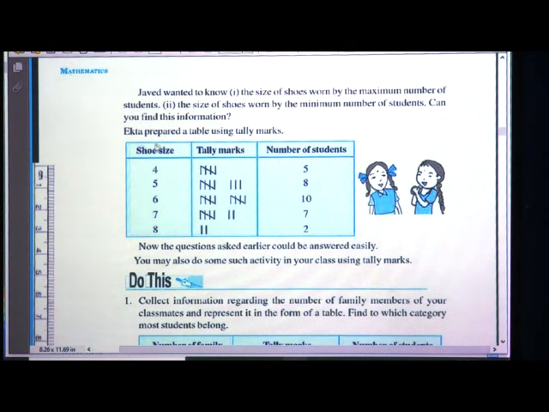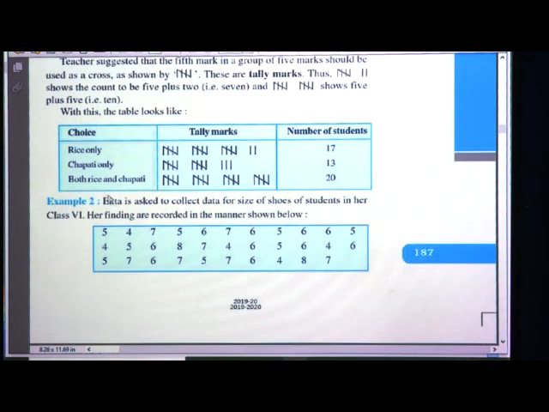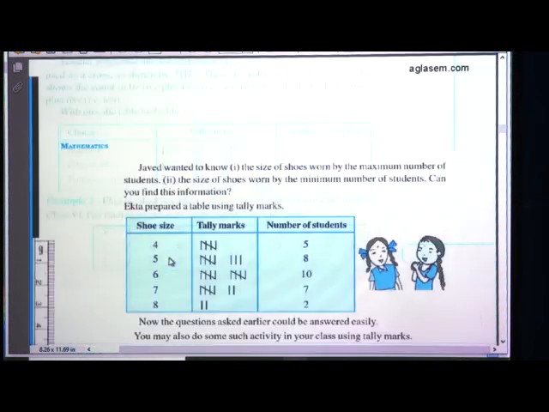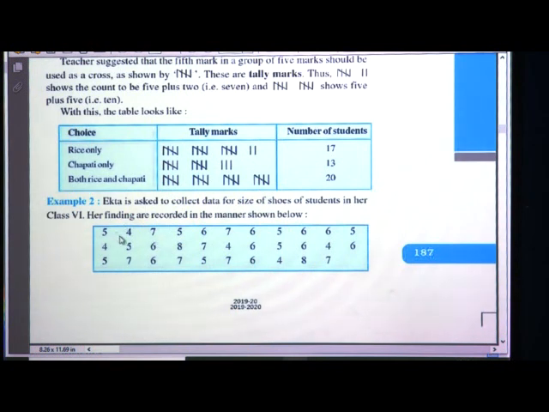So, let us see. We want to make the list of shoe sizes. So, how many types of shoe sizes are there here, we need to find. So, we have 4, 5, 6, 7 and 8. Okay. So, shoe sizes are 4, 5, 6, 7 and 8. Then we need to prepare the tally marks for these shoe sizes. Let us see how many shoes of size 4 do we have.